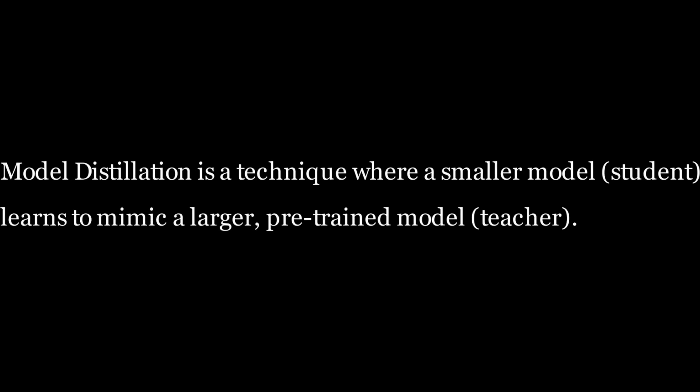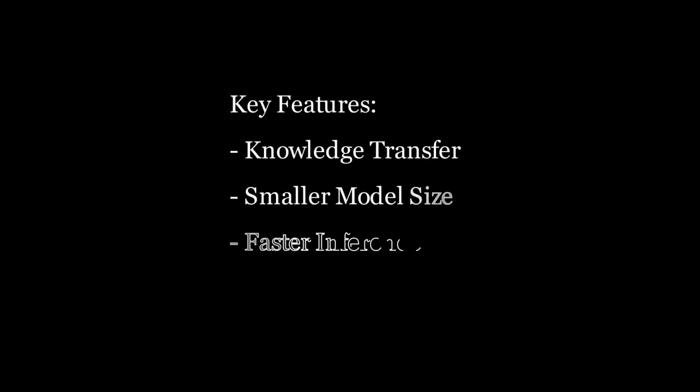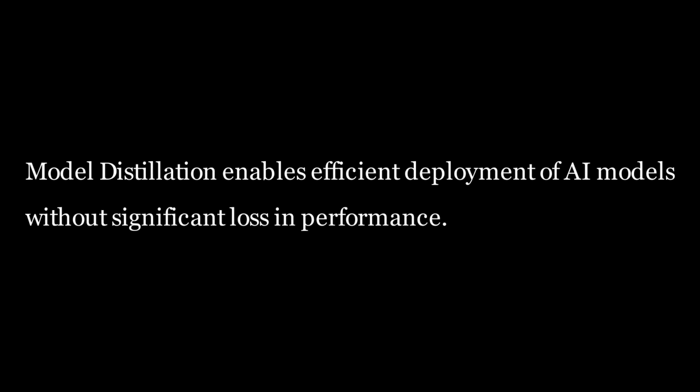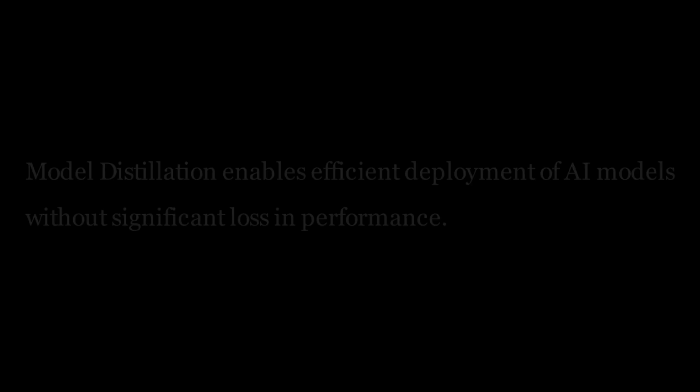Model distillation is a technique where a smaller model, like a student, learns to mimic a larger or pre-trained model, which has more knowledge than the smaller one. Key features are knowledge transfer, smaller model size, faster inference, and strong performance, even being small. For example, let's have a teacher model and a student model. The teacher model transfers knowledge to the student model, expanding the student's knowledge, even though it's smaller. Model distillation, in recap, enables efficient deployment of AI models without significant loss in performance.